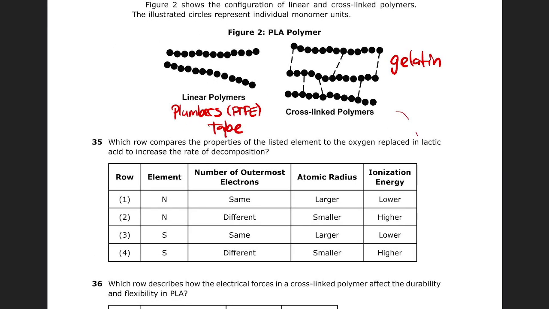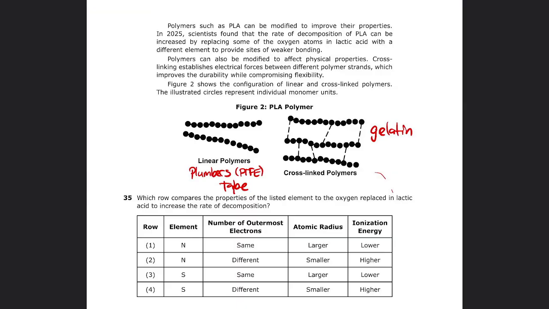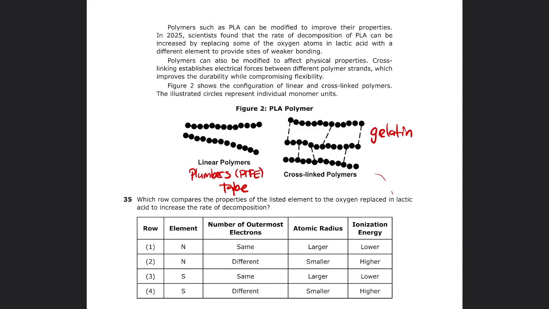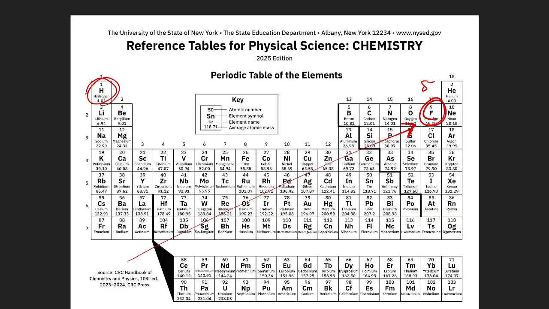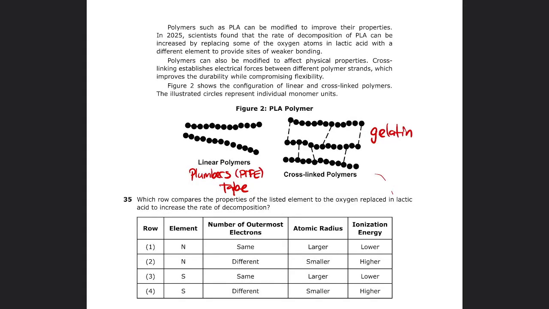But anyways, 35, which row compares the properties of the listed element to oxygen replaced in lactic acid to increase the rate of decomposition? I'm thinking if we want to replace an oxygen atom with something else, we want it to have the same number of outermost electrons. So let's use our periodic table to figure out which one that is, either nitrogen or sulfur. Over on my periodic table, here's oxygen, and would you look at that? Sulfur is right below oxygen. So I'm thinking this has got to be sulfur if we're just switching out an element.